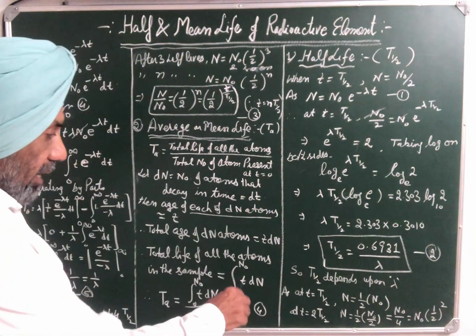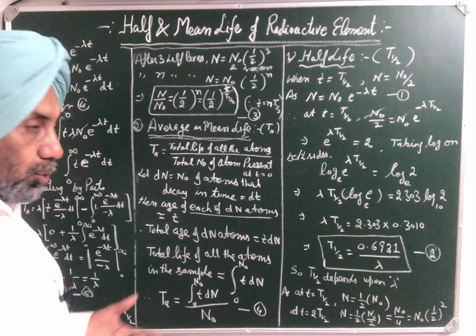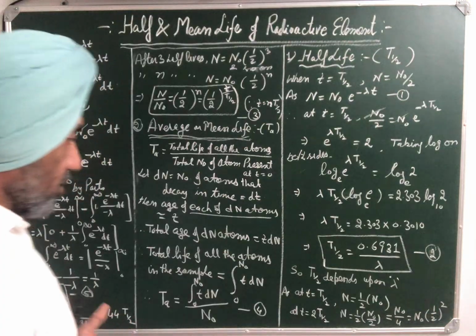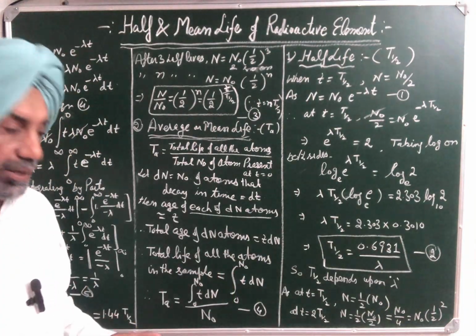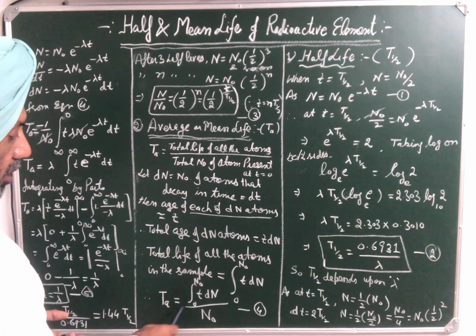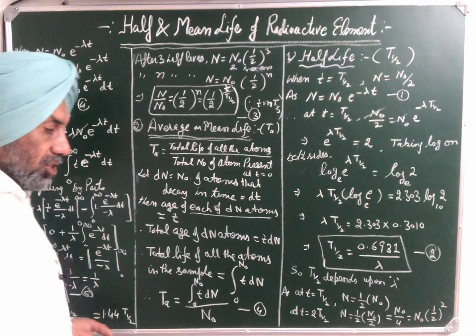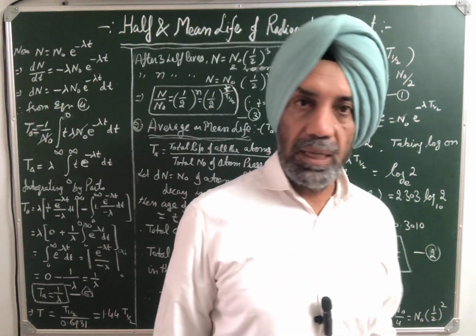When the whole of the atom will decay, total life will be ∫t dn from 0 to N0. This is the total life of all the elements, all the atoms in the sample of the element. Therefore, by definition from this equation, t average will be equal to the integral from 0 to N0 of t dN upon N0, which is equation number 4.